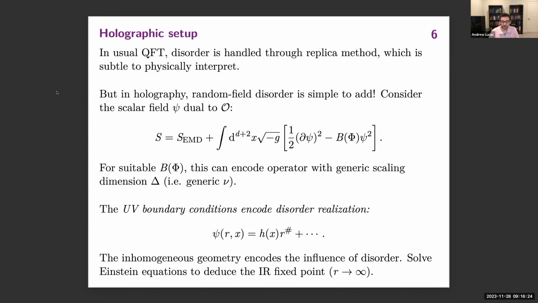And what this means is that, to study the disordered fixed points that arise, we essentially need to solve the bulk equations of motion in the presence of this scalar field inhomogeneity. And so the goal for the rest of the talk will be to explain how to carefully analyze the solutions to Einstein equations very deep into the IR in the presence of this disorder.